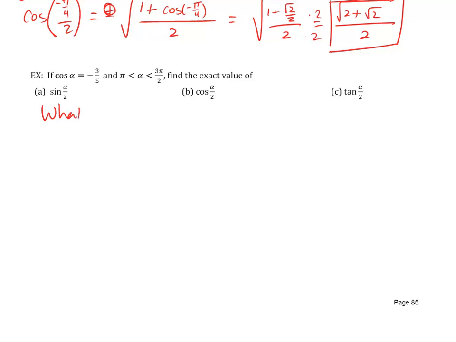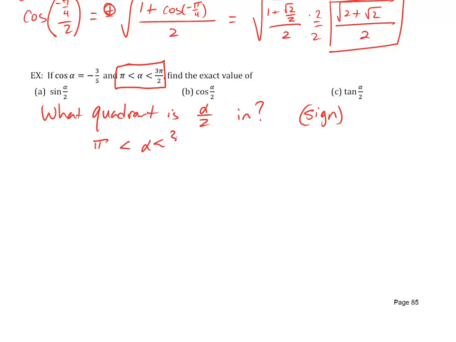What quadrant is alpha over 2 in? That's going to tell us the sign, S-I-G-N, of our trig functions. The way that we're going to be able to tell that is from this right here. If alpha is between pi and 3 pi over 2, we know alpha is in quadrant 3. But that's not the quadrant that alpha over 2 is. How do you figure out what quadrant alpha over 2 is in?